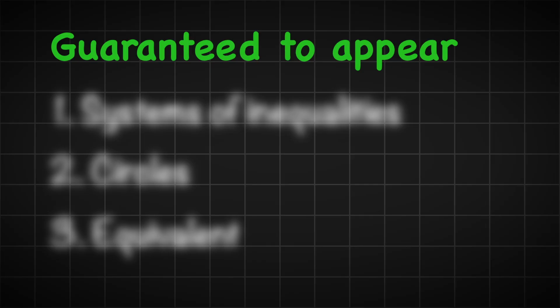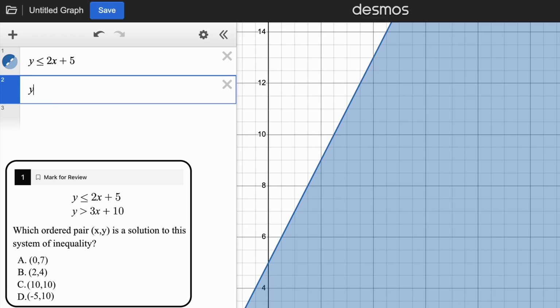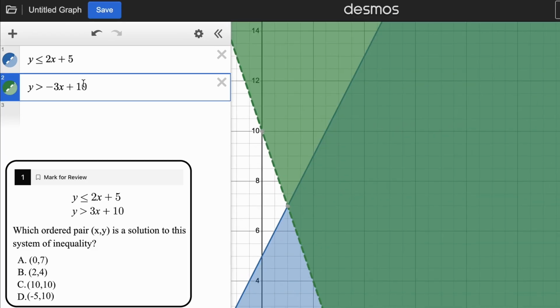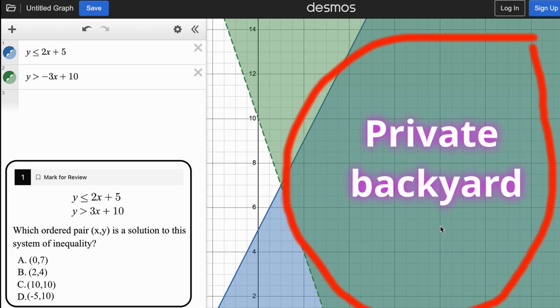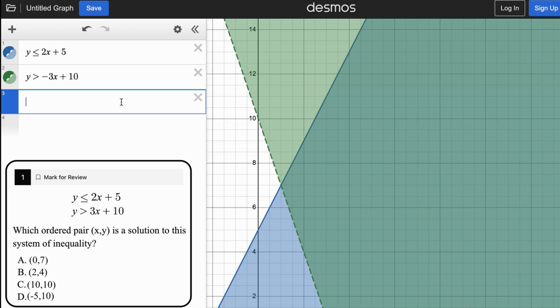Now, questions in this category appear pretty much every single time. One example is systems of inequalities. After graphing them on Desmos, you want to pay attention to the region where colors overlap. That is your solution area. Now let's check the choices.